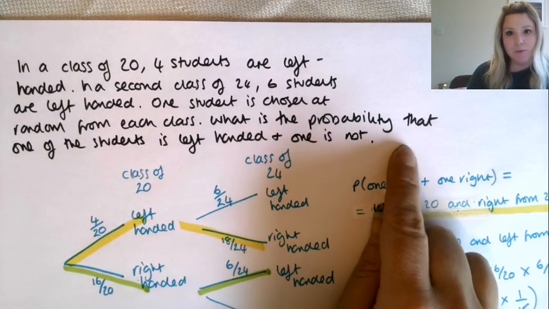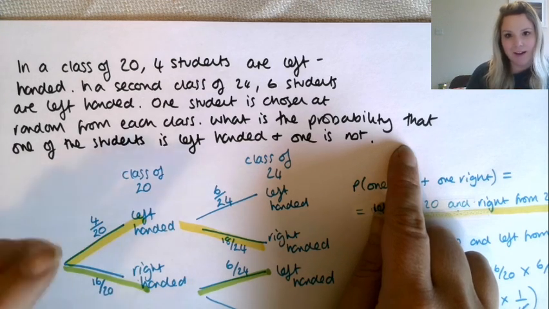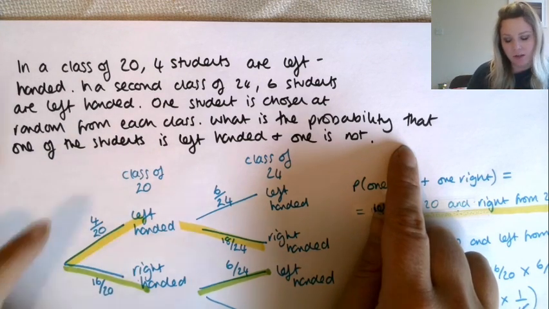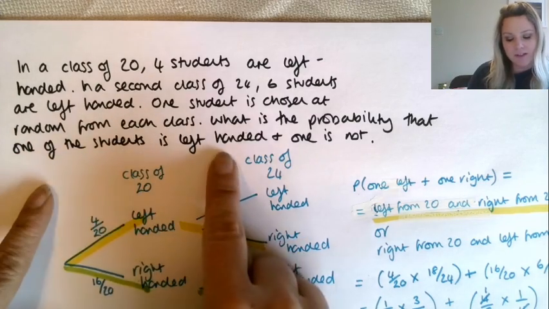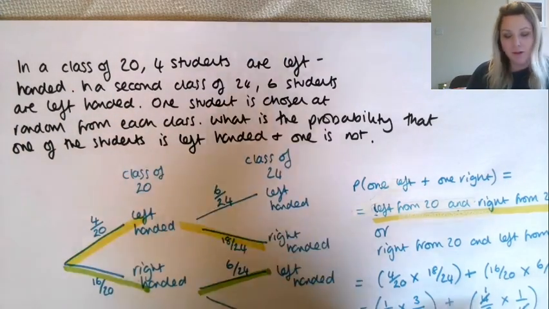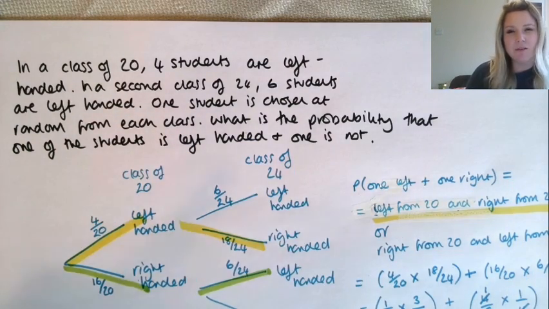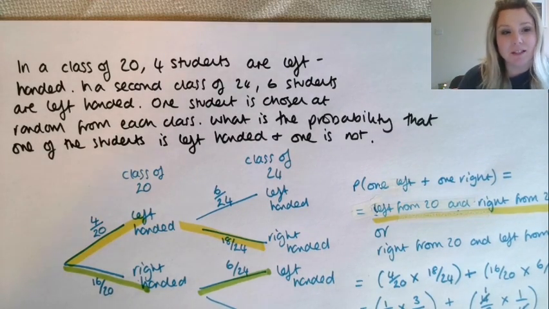For me, one of the things that I see people go wrong an awful lot with is not recognising that this would be an or situation. So one of the students is left-handed and one is not. Well, that can happen either way around. Okay, let me just have a wee look at a couple of the questions here with you.